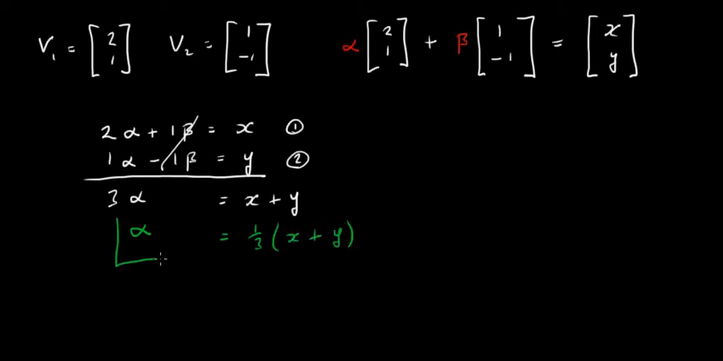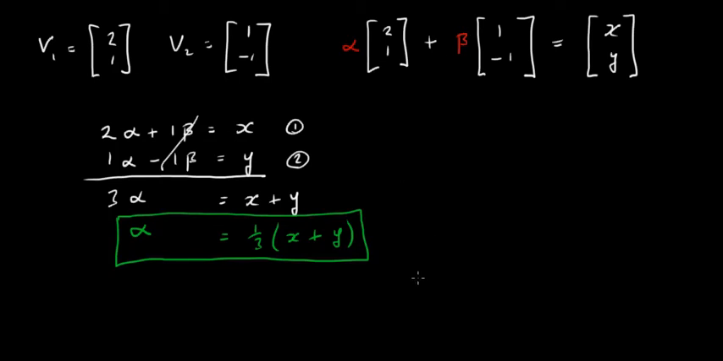So in other words, if I want to form some vector x, y, say 5, 7 for example, 5 will be my x and 7 will be my y. I just put them into this little formula, and that will give me this value. I now know what I need to multiply v1 by to give me my x and y.